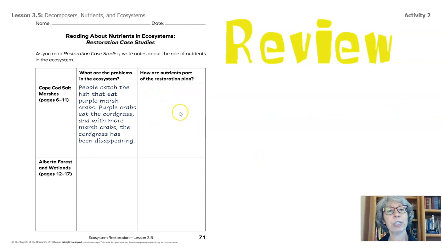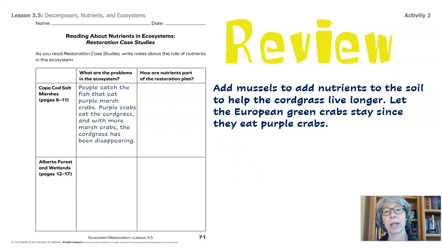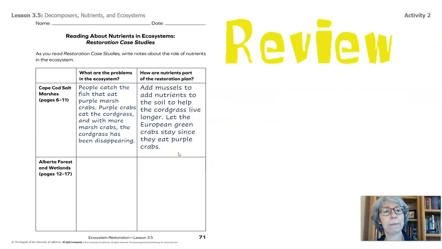How are nutrients part of the restoration plan? Well, if we add mussels so that they can add nutrients to the soil, it'll help the cord grass grow. Cord grass lives longer. Let the European green crabs stay since they eat the purple crabs and hopefully create some balance there in the ecosystem, right? Let's put that there.